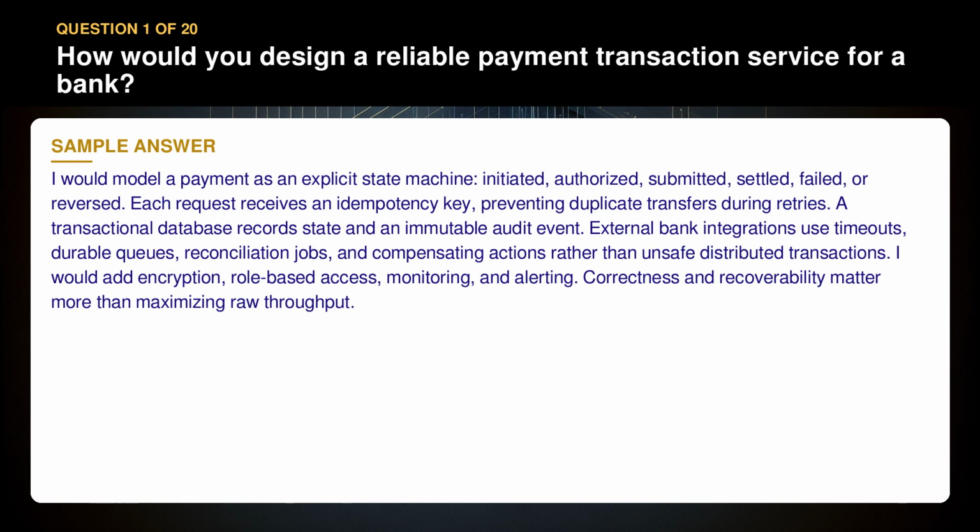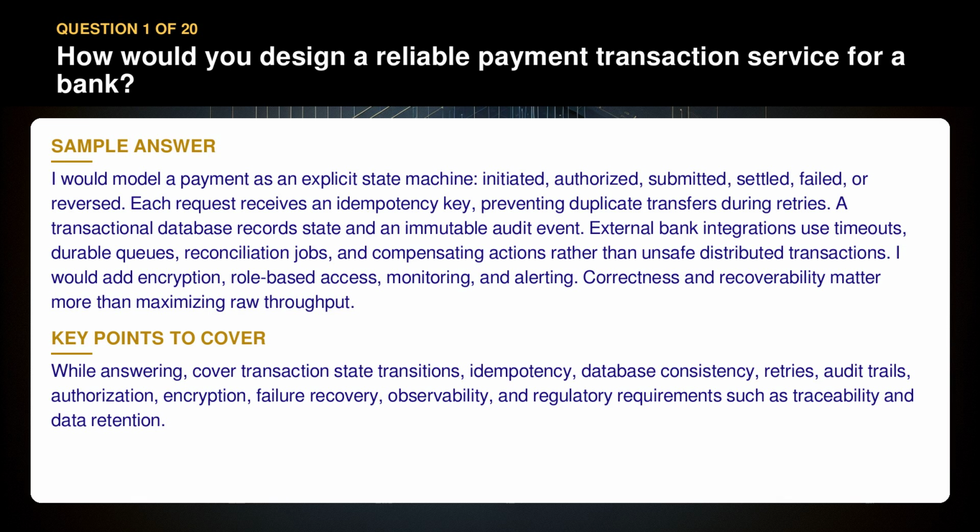External bank integrations use timeouts, durable queues, reconciliation jobs, and compensating actions rather than unsafe distributed transactions. I would add encryption, role-based access, monitoring, and alerting. Correctness and recoverability matter more than maximizing raw throughput. While answering, cover transaction state transitions, idempotency, database consistency, retries, audit trails, authorization, encryption, failure recovery, observability, and regulatory requirements such as traceability and data retention.